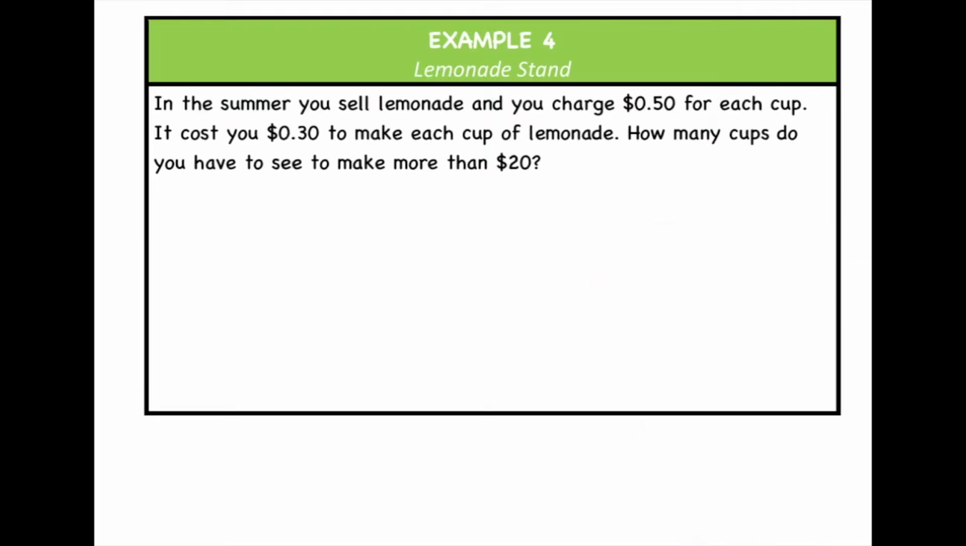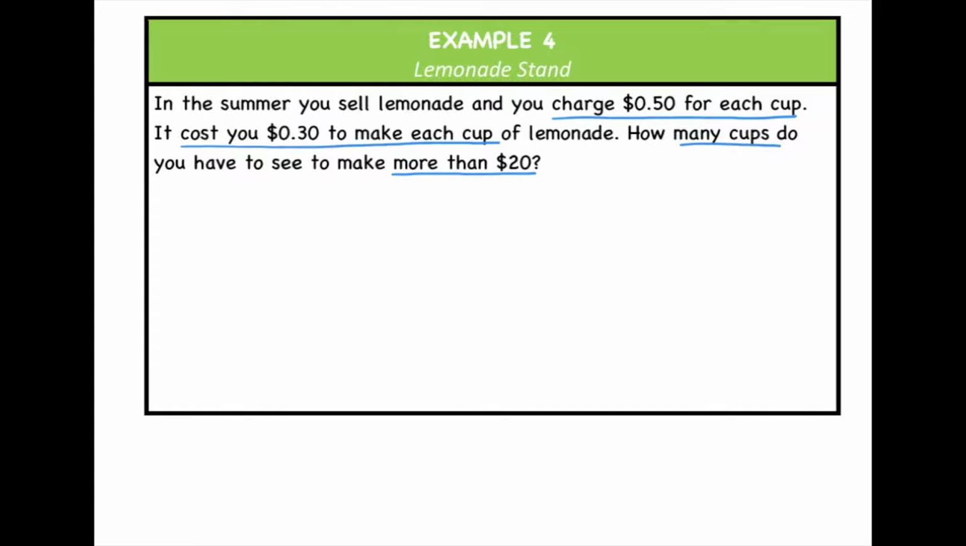So writing these inequalities is just like writing any regular equation that we would solve, but because it's an inequality, we're going to have a range of answers. So I'm going to go through, highlight the important information from this word problem so that we can write our inequality in order to find our answers. You charge 50 cents for each cup. It costs you 30 cents to make each cup, and you want to know how many cups do you have to sell to make more than $20?